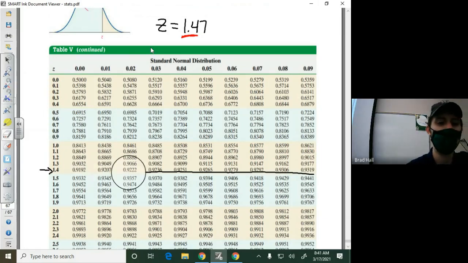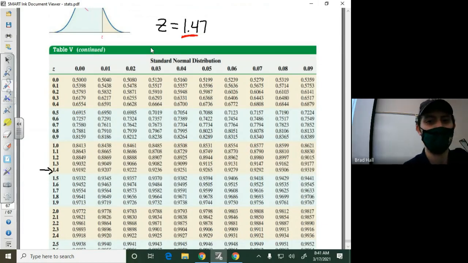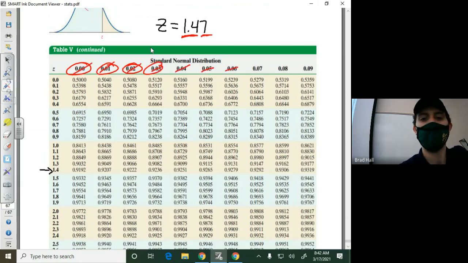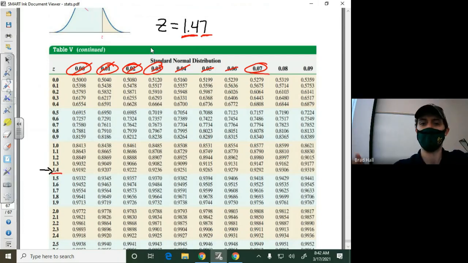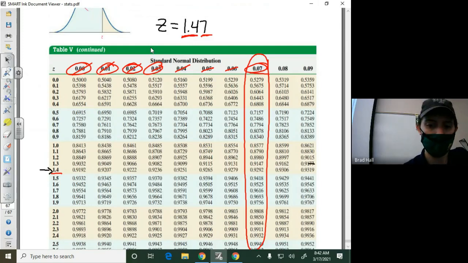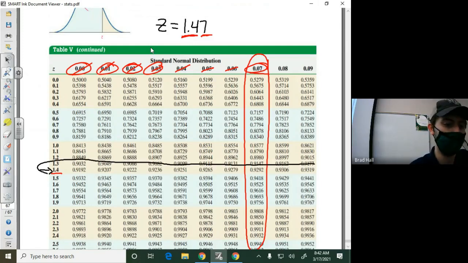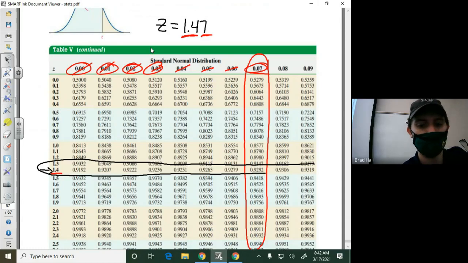Which one? Well, that's what the next decimal place is going to tell us. The next decimal is a 7. Notice up here, it tells us what happens in the hundredths place. We're going to ignore all of these because we want 7. So now we have 1.47, which tells us the column. We know the row, we know the column. Where do these two overlap? Right here.